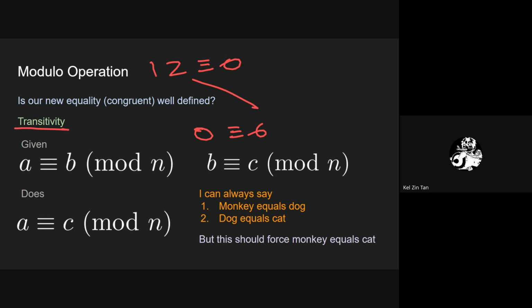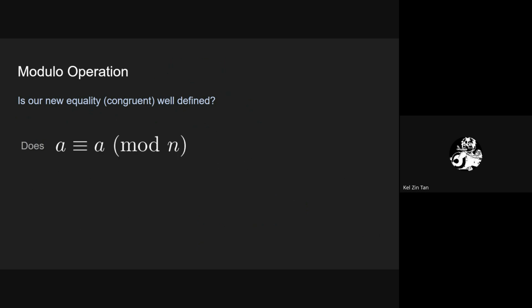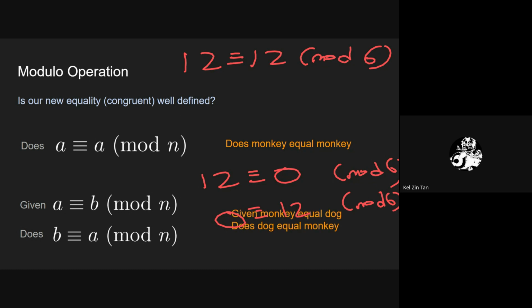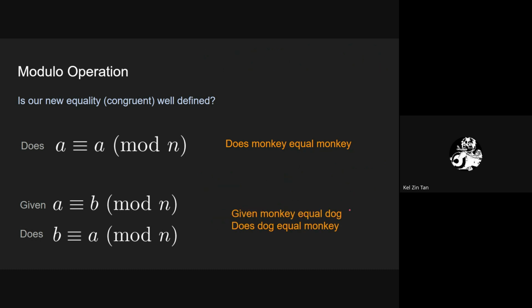Other than this, we also have to check whether something is equal to itself. Is a monkey equal to a monkey? So is 12 congruent to 12 modulo 6? Is this true or not? And then, if I say that 12 is congruent to 0 modulo 6, does it mean that 0 is congruent to 12 modulo 6? Given that a monkey is equal to a dog, does a dog equal a monkey?